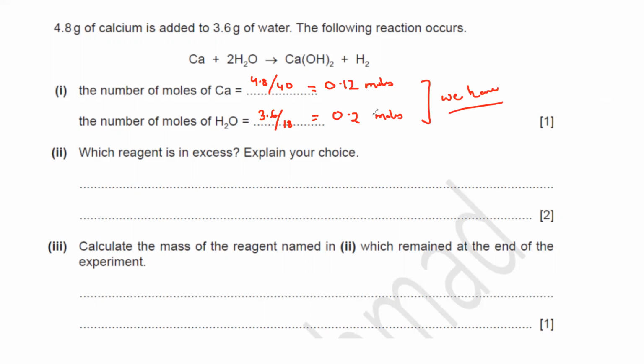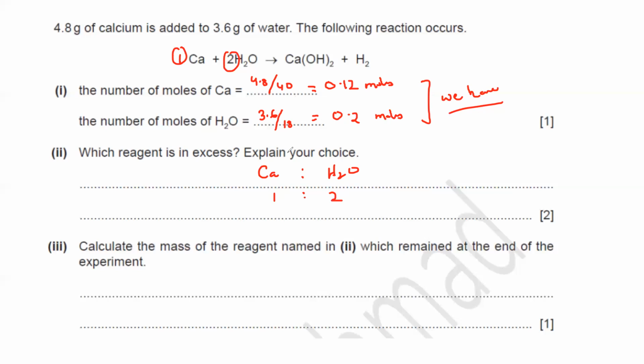Now we want to find which reagent is limiting and which is in excess. For that, we will use a ratio, for example calcium and water. What is the ratio according to the equation? If we have one calcium, we'll have two water. So the ratio between them will be 1:2.